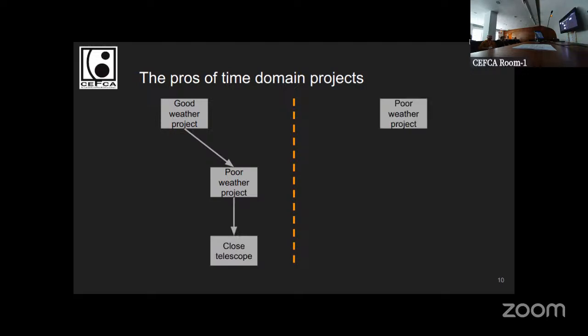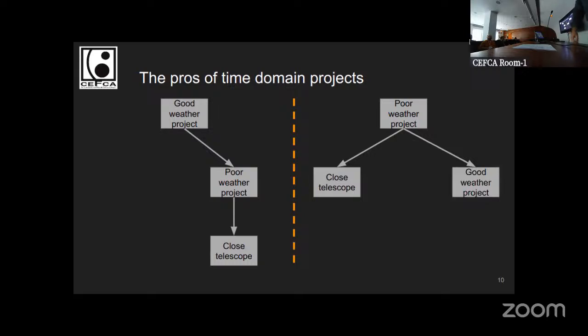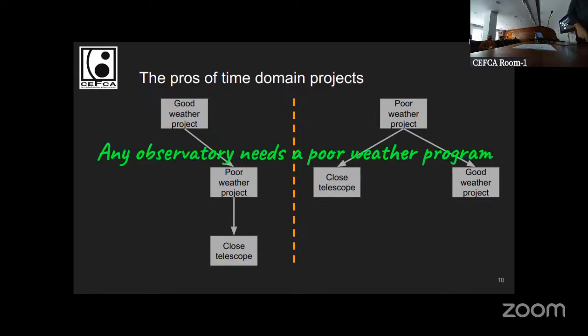But if you have a poor weather program, you go like, oh, I have a poor weather program, the weather is bad, I close. So I only waste this amount of time, I don't waste twice the amount of time. But if the poor weather program tells you, oh, the weather is good, so you can go to a good weather program, and then you're happy ever after. So any observatory needs a poor weather program. This is an operational must.